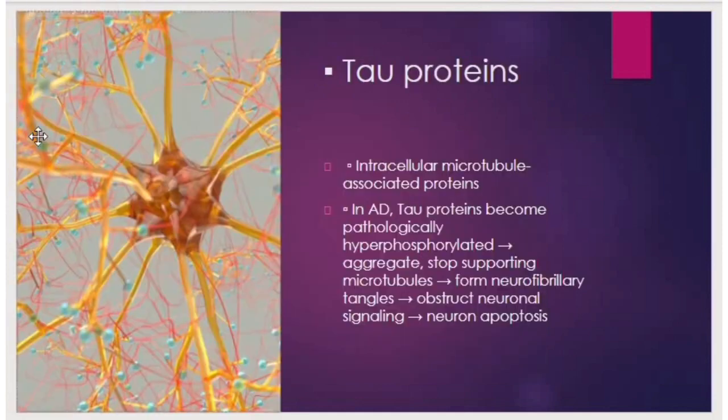Now, here is the summary of what I just said. They are intracellular microtubule-associated proteins. They become abnormally hyperphosphorylated and aggregate, and they stop supporting the microtubules. They form neurofibrillary tangles, they obstruct neuronal signaling, and the neuronal cells ultimately undergo apoptosis.